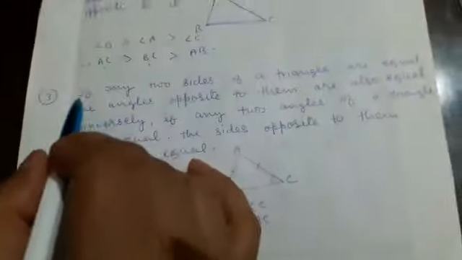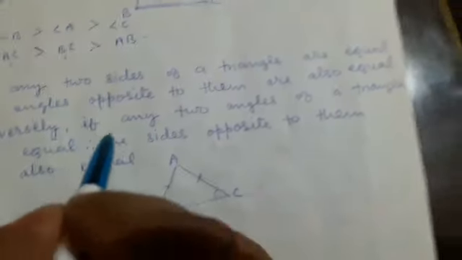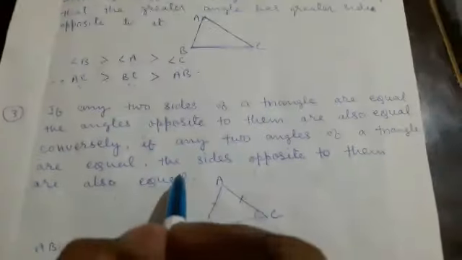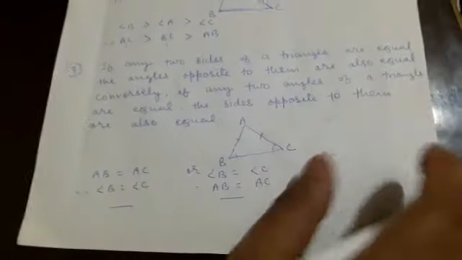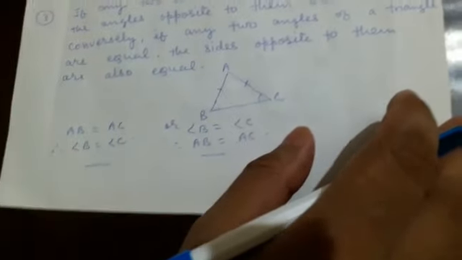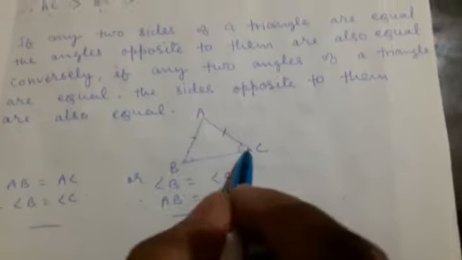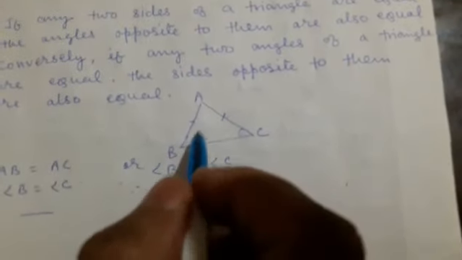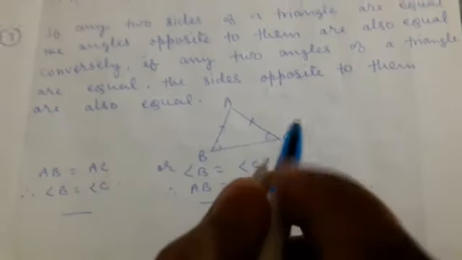Now the third identity is, if any two sides of a triangle are equal, the angles opposite to them are also equal. Conversely, if any two angles of a triangle are equal, the sides opposite to them are also equal. It means angles opposite to equal sides are equal, and sides opposite to equal angles are equal. In this triangle, angle B is equal to angle C, then AB is also equal to AC. And if AB is equal to AC, it is given, then angle B will also be equal to angle C.